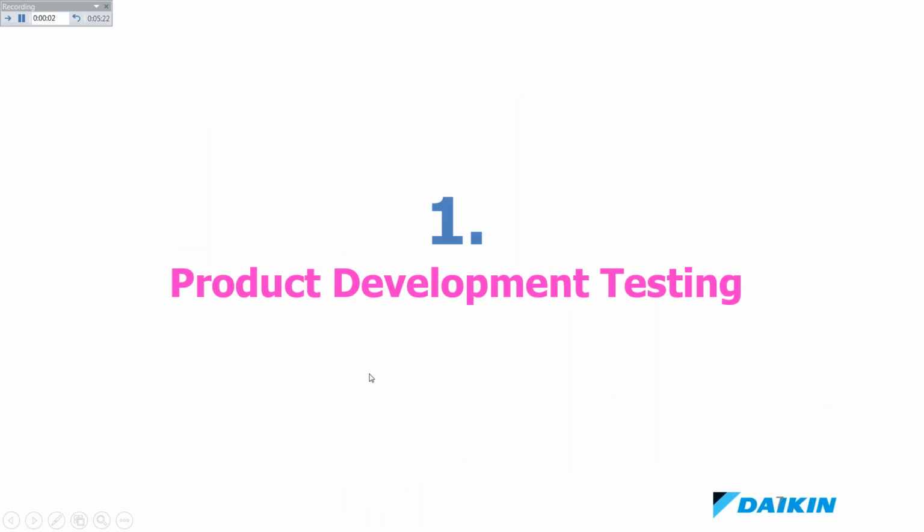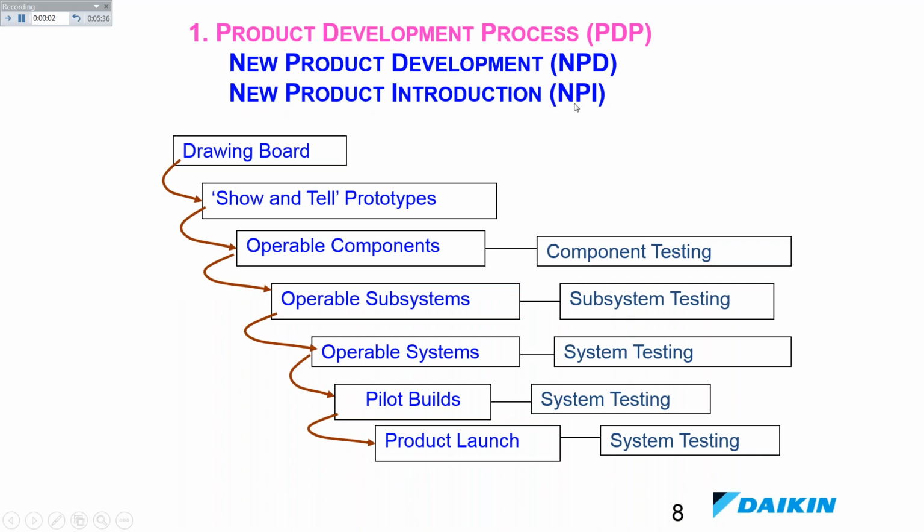So, paying respect to the gurus, we'll start rock and roll on the main subject, product development testing. That's the term I used in the past, and there are other names like new product introduction, which is the term I use today, and new product development. Whichever the name, what we do is start from the concept on a drawing board. We make a prototype, a show-and-tell type prototype. Then we develop it to a certain level that makes it an operable component, so we can do some component testing.